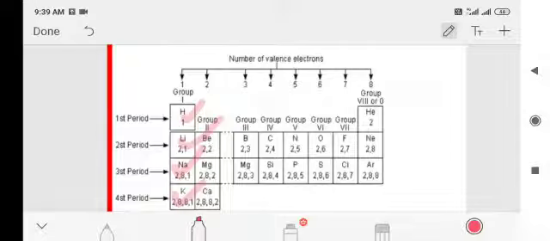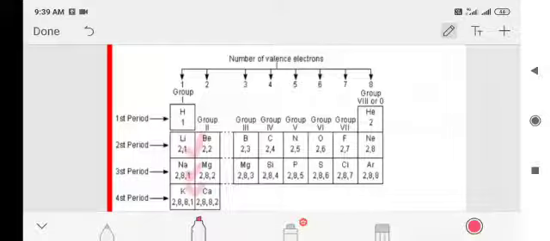So, in a periodic table, suppose you move from left to right, the first element, lithium, has one valence electron, but when you move forward, you will not find one valence electron anywhere. For that, you have to come down just below, to sodium here. So the properties are repeated after a fixed interval because of the same number of valence electrons.